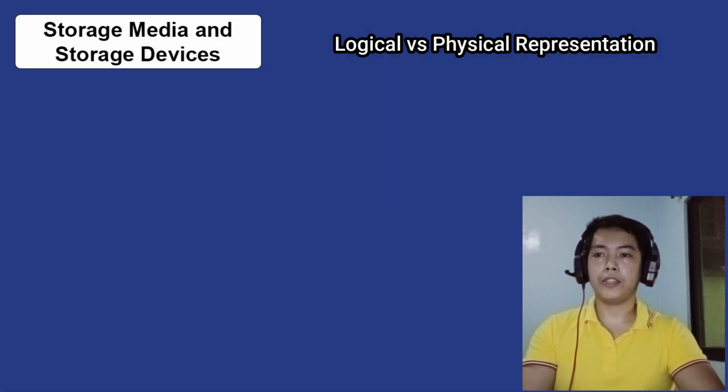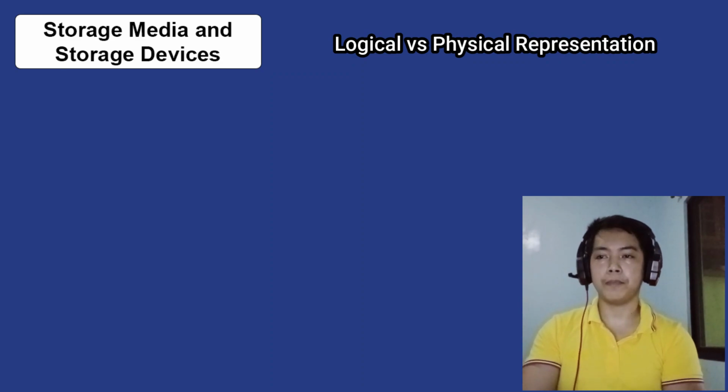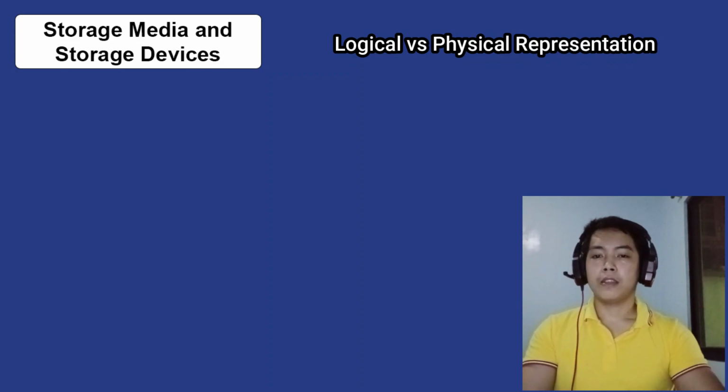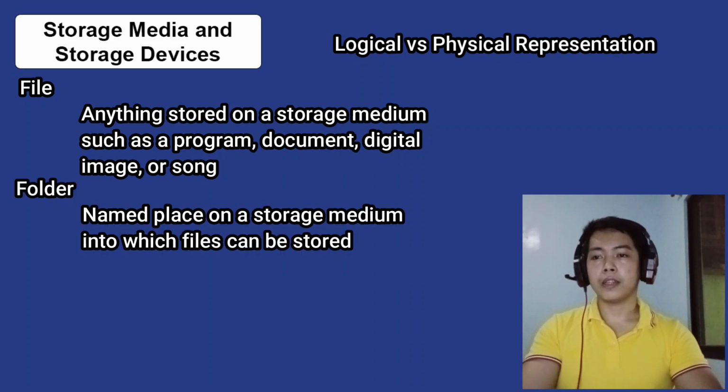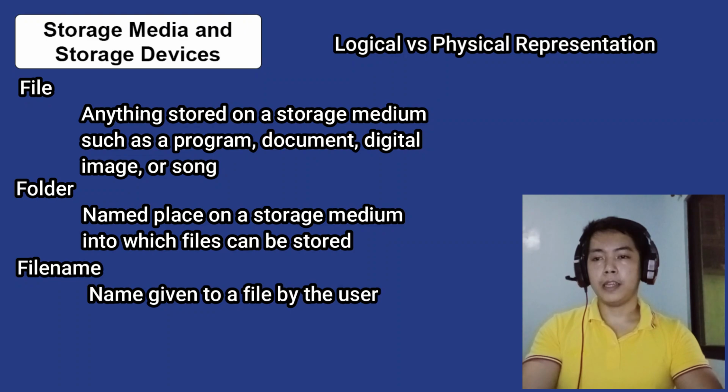Next is logical versus physical representation. But first, we need to identify what a file, folder, and file name are. First, file: anything stored on a storage medium, such as a program, document, digital image, or song. Folder: a named place on a storage medium into which files can be stored. File name: the name given to a file by the user.